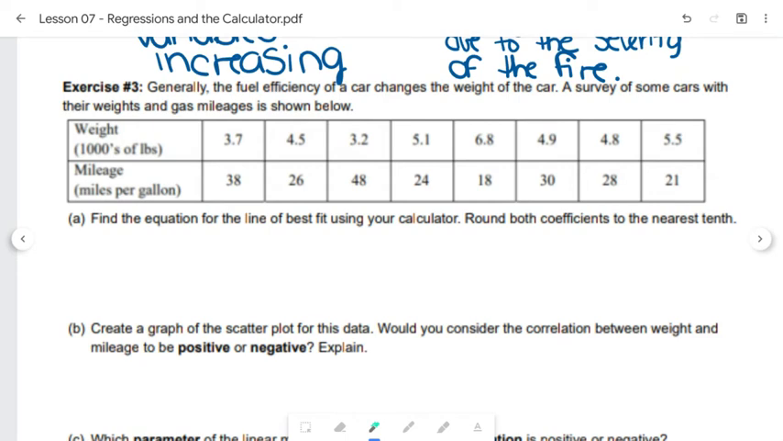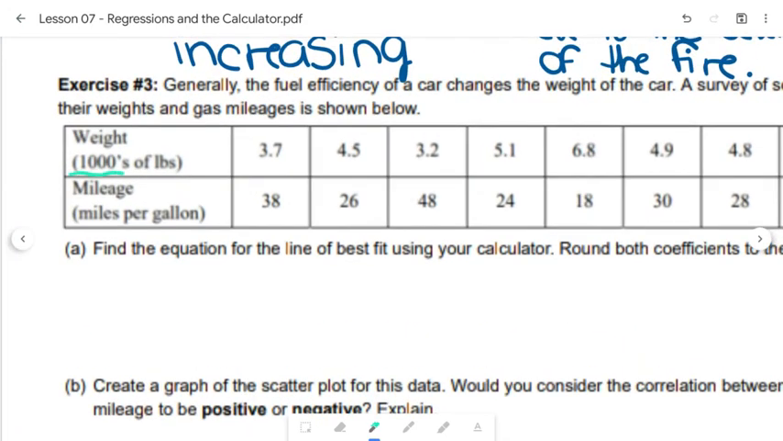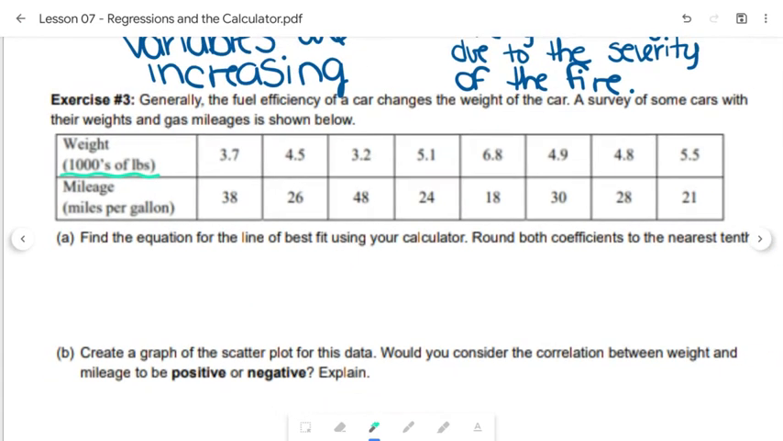Let's plug these in. Now, when I plug this in, we're going to just plug the data in just as it's given to us, but there's something that we got to keep in mind. My X value is in thousands of pounds. So you can either plug it in the thousands or you could plug it in regularly, just as long as in the end we think about that. So find the equation for the line of best fit using your calculator, round both coefficients to the nearest tenth.